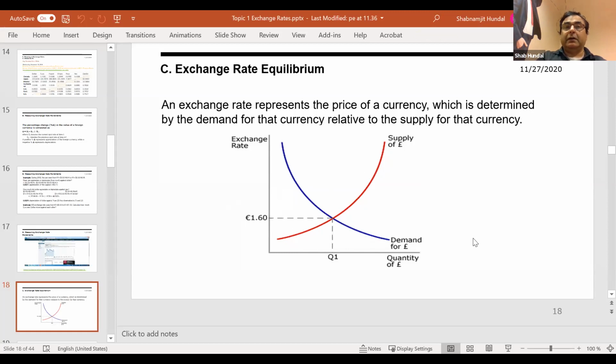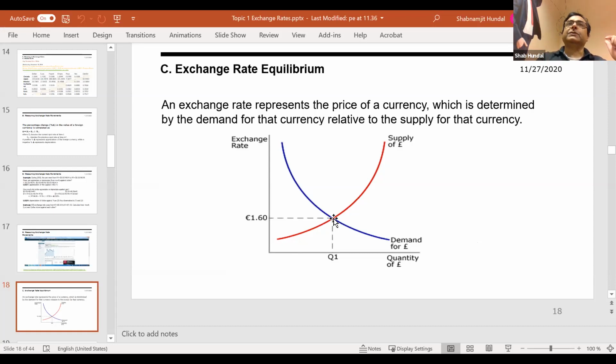And as a result, in other words, it means that the pounds available in Belgium are few, but the pounds demanded in Belgium are more. And as a result, the price of pounds in terms of euro will go up, and it will keep going up till the demand and supply curve meet each other once again. So this is called self-adjusting equilibrium, self-adjusting mechanism, because it adjusts itself.